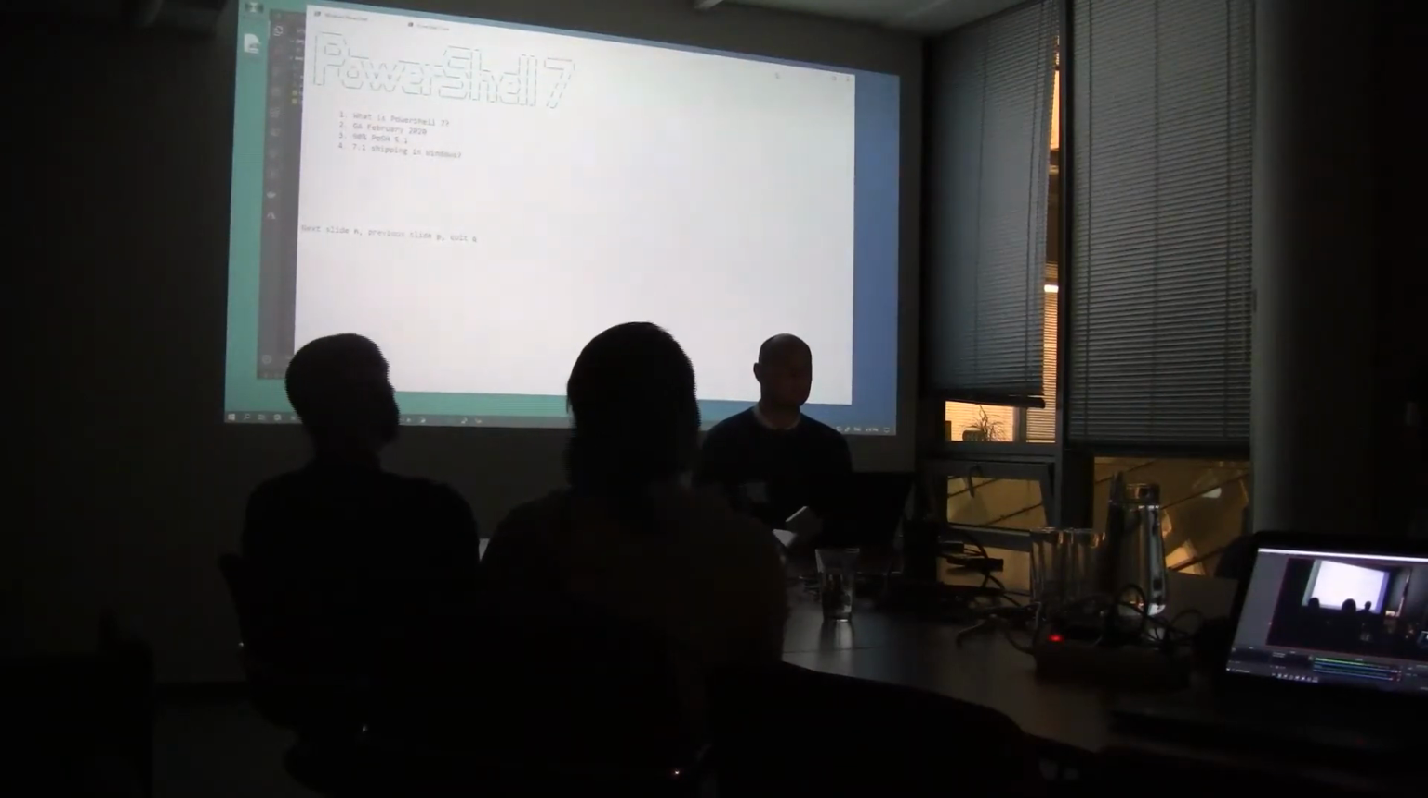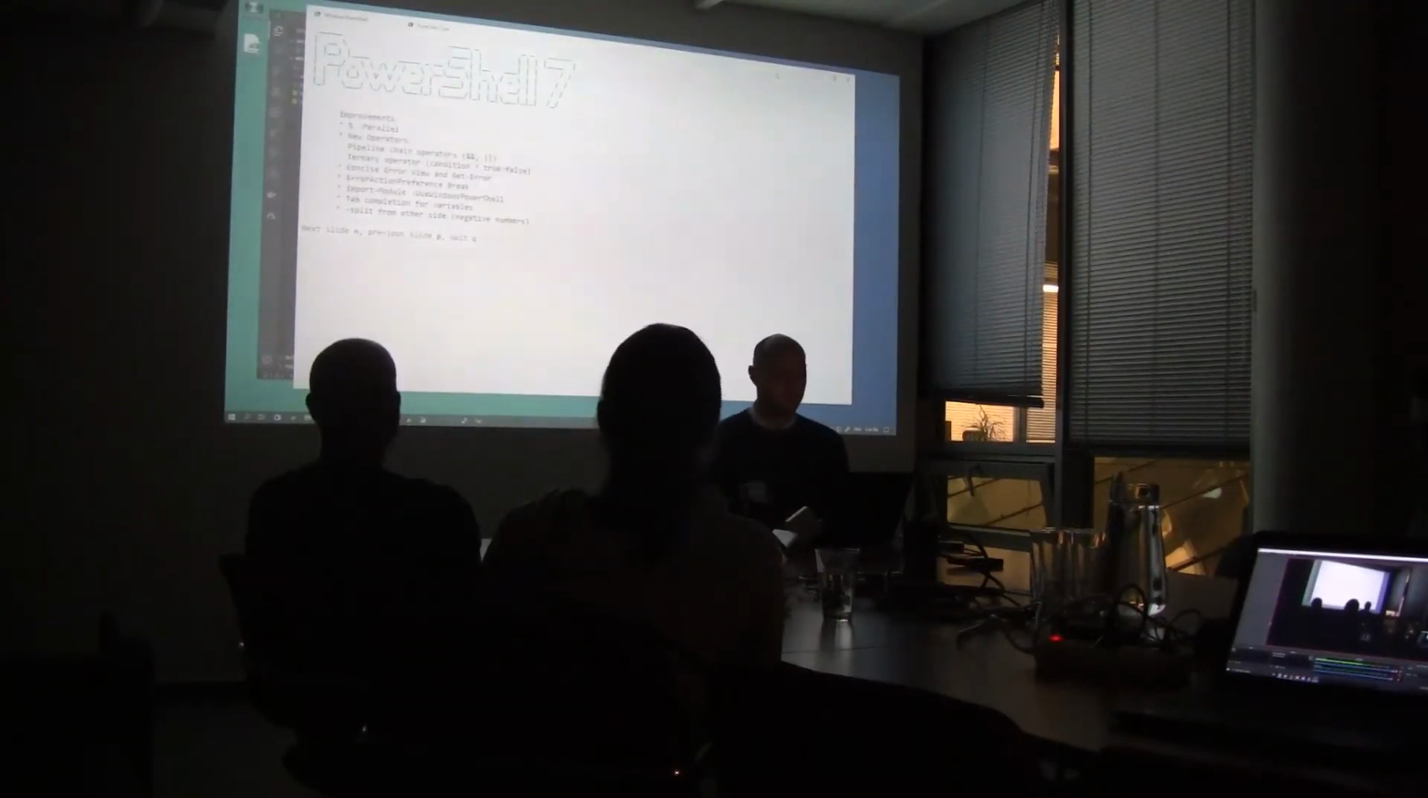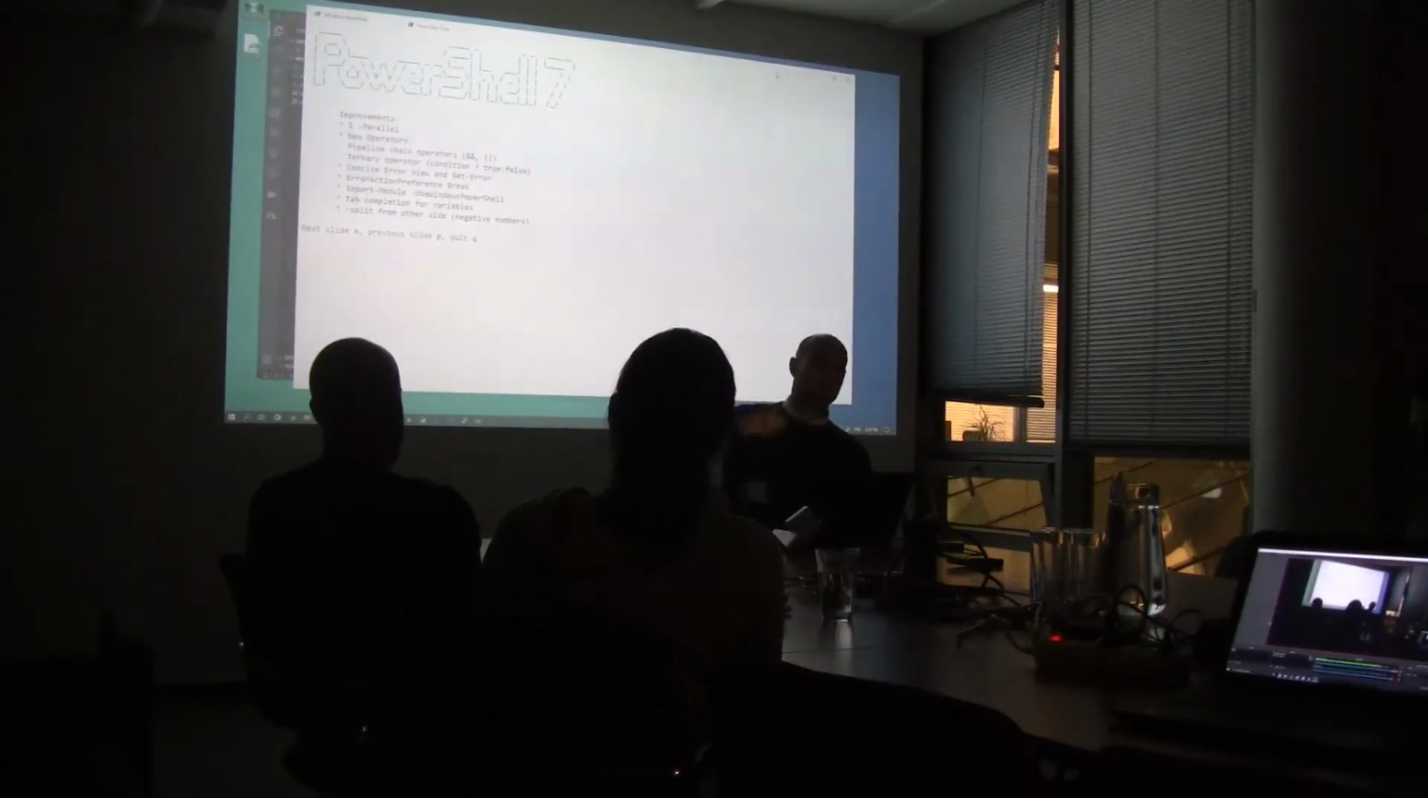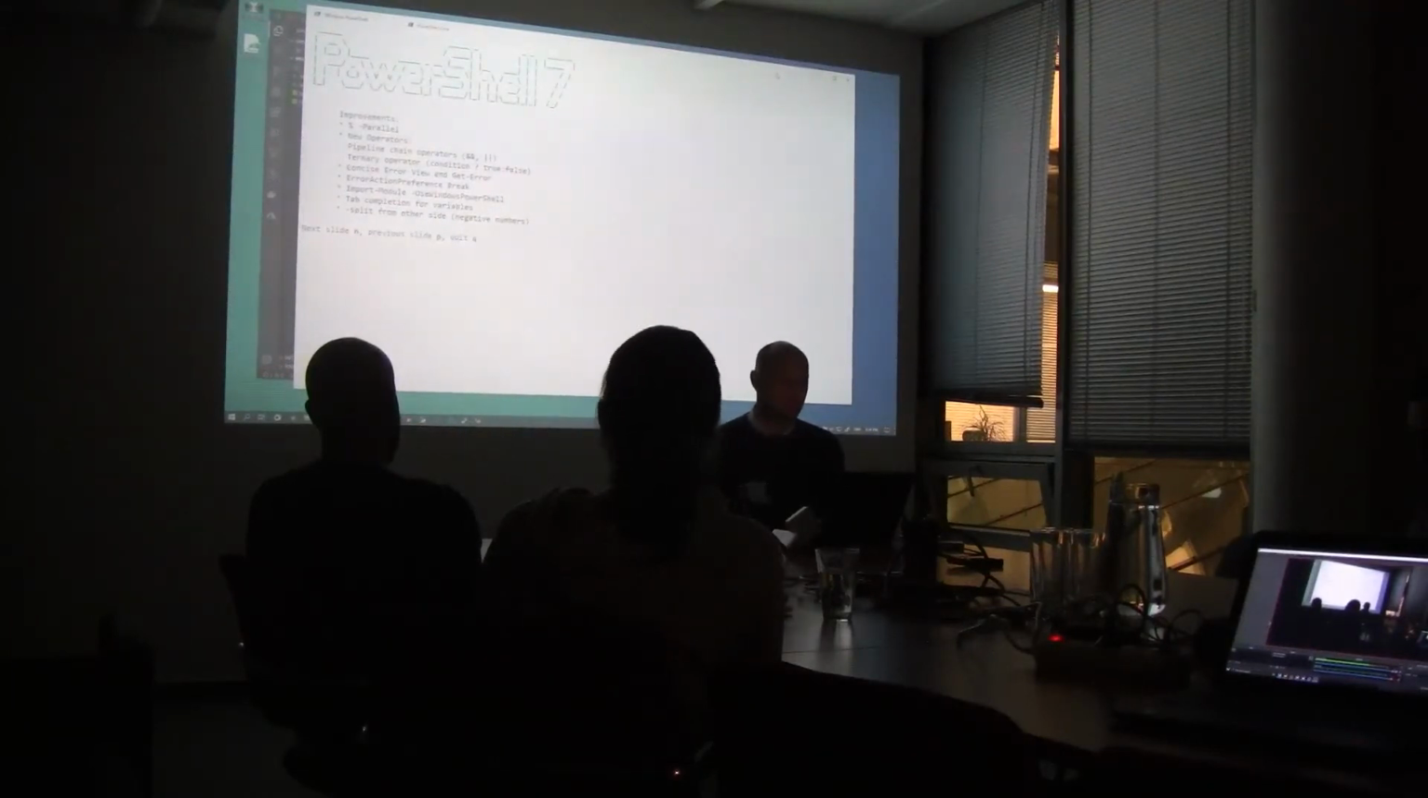So 6 is compatible with 7? 7 is compatible backwards with 6. Everything included in 6 is included in 7, but 7 has a couple of new things, and those are the improvements over PowerShell 6. And none of this is in PowerShell 6, and none of this is in Windows PowerShell.